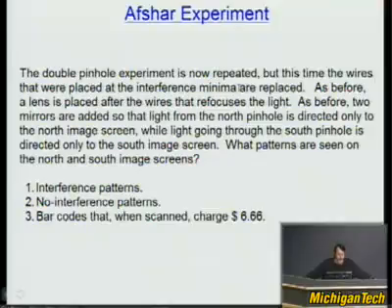So what's going to happen? Are these wires suddenly going to see no interference pattern and hence reflect stuff around? Or are they going to still be at the minima of the interference pattern that used to be there? The wires might not know what's happening further down the light path. Or do barcodes come up? And when scanned, these barcodes charge you $6.66.